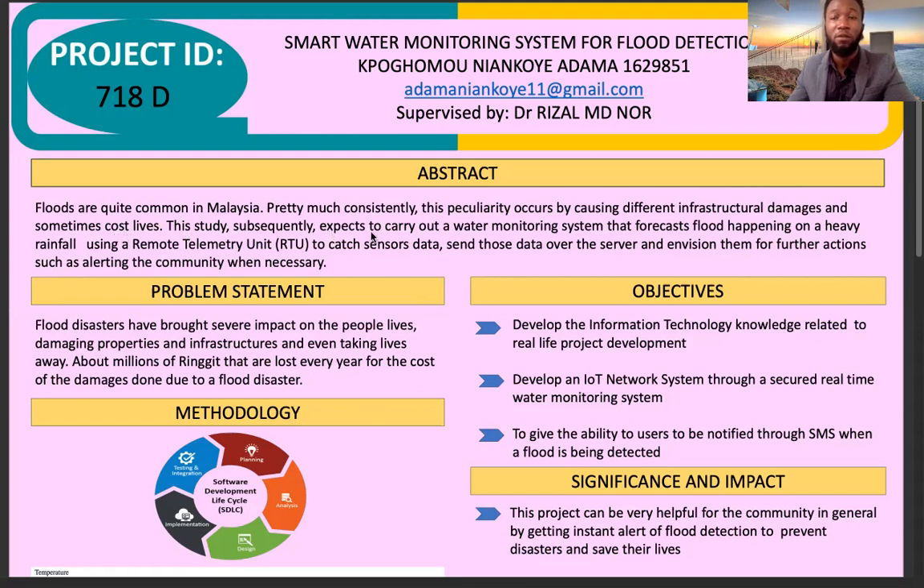So this project expects to carry out a water monitoring system that forecasts flood happening on a heavy rainfall using a remote telemetry unit, or called RTU, which is actually interconnected with some sensors, such as water sensor, water level sensors, pH, temperature, and so on, in order to capture the data and send them on the website that is built for this project for data visualization and for decision making of further actions.